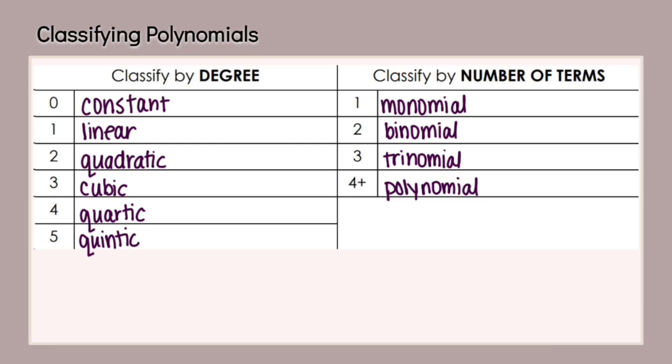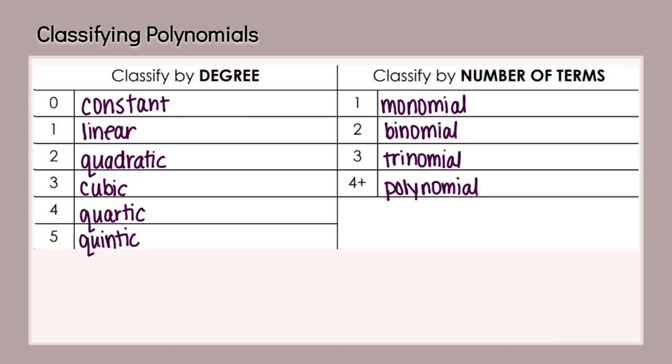Now we're going to talk about classifying polynomials. And when we classify polynomials, we give them a first name and a last name. So their first name comes from their degree, which we said was the highest exponent in that polynomial. Their last name comes from the number of terms. Okay, and terms are separated by addition and subtraction. Okay, now keep in mind, as we are classifying these, they are not equations, they are expressions, okay? So we are classifying things without an equal sign.